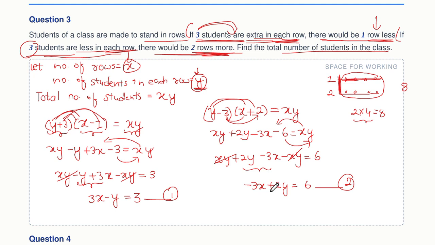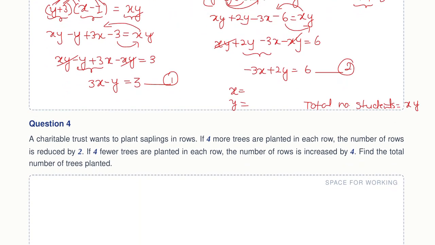So by elimination method, we can solve these equations and we'll get the number of students and number of rows. And if we multiply in the end, we'll get total number of students in the class, which is nothing but x into y. Okay, both the answers you have to multiply. Look at the next question.